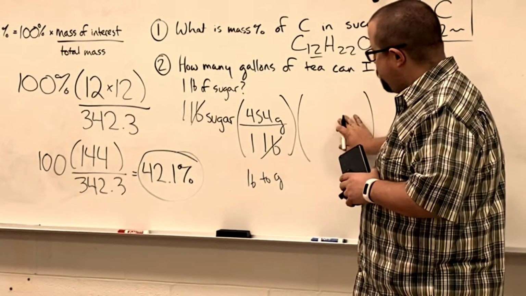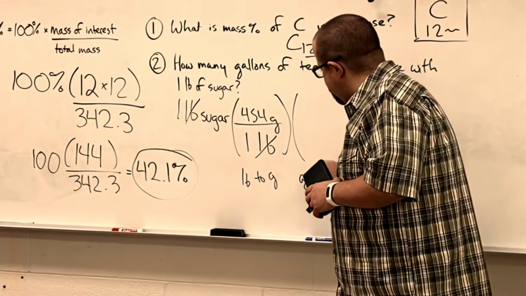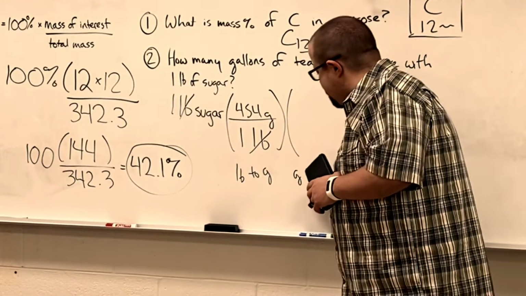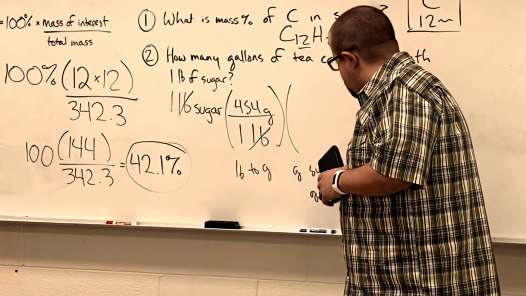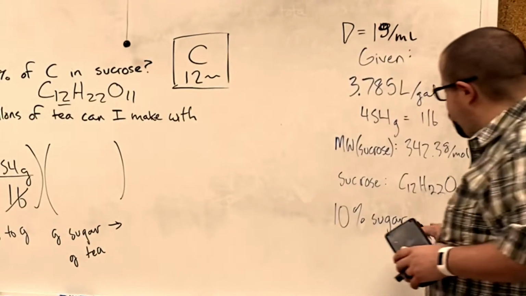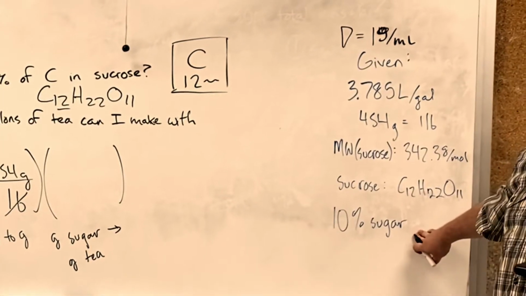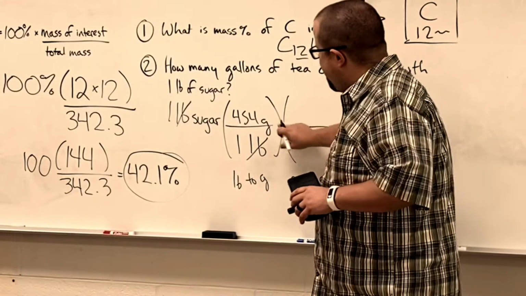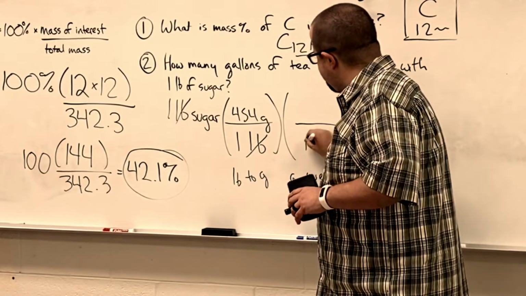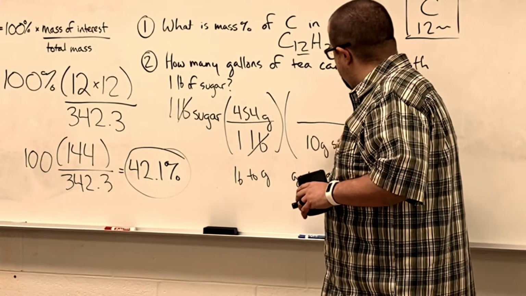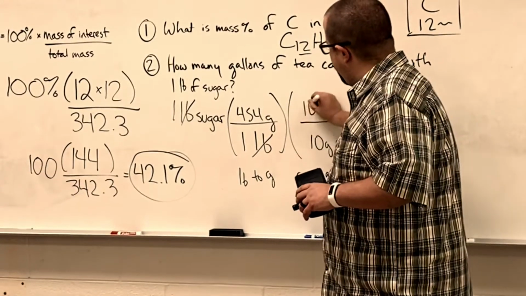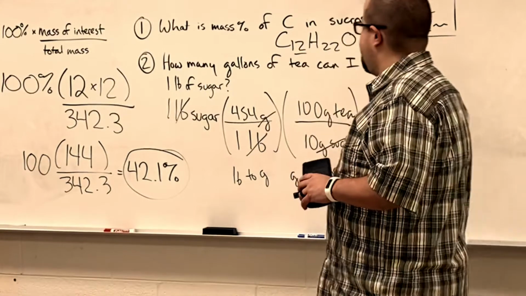This next conversion is going to take me from grams of sugar to grams of tea. To get that, we go over to our mass percent. So this tea is 10% sugar. So because I have grams of sugar up top, I'm going to say 10 grams of sugar for every 100 grams of tea. My grams are going to cancel there.